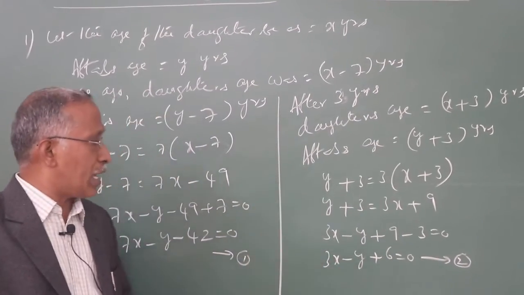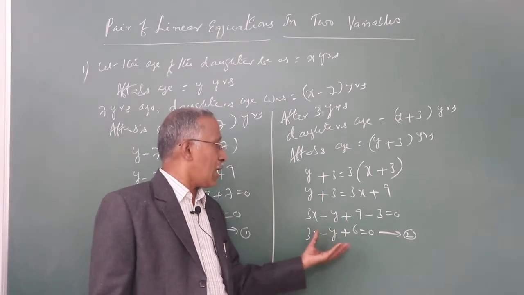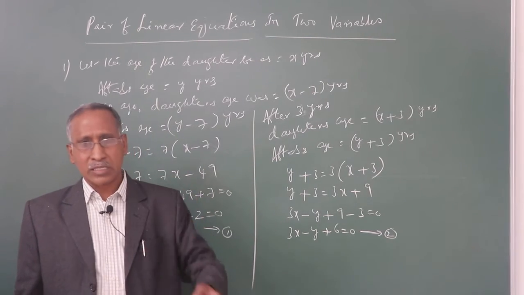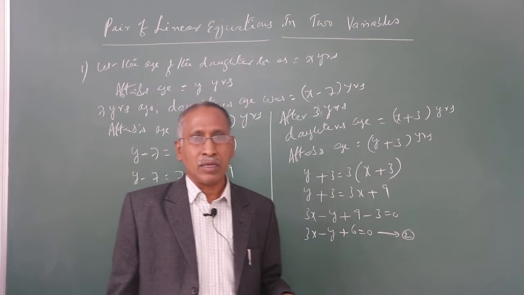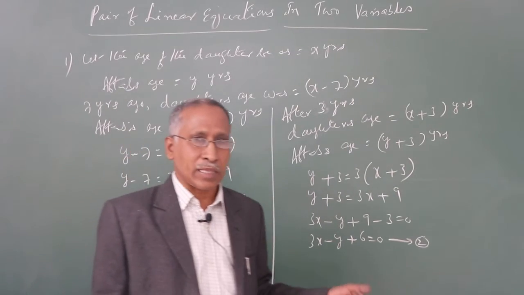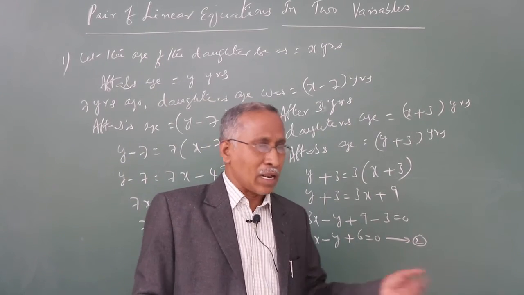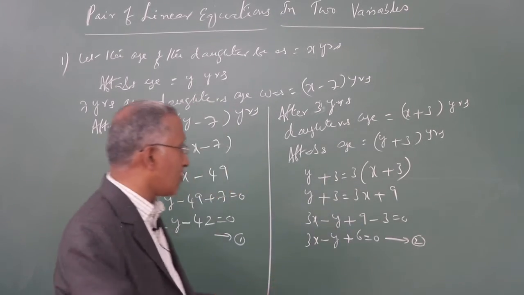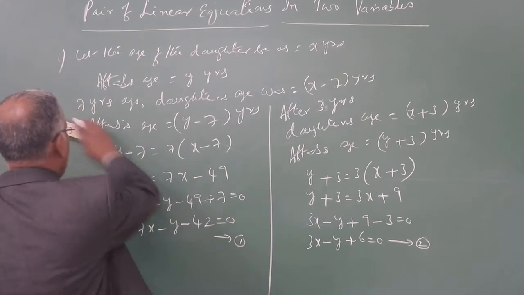After learning to express them algebraically, we can solve these pair of simultaneous linear equations in many methods. There are 3 methods. One is the substitution method. Second one is elimination method. Third one is cross multiplication method. We can learn all these methods one by one now. This is the way we have to represent the given data algebraically.